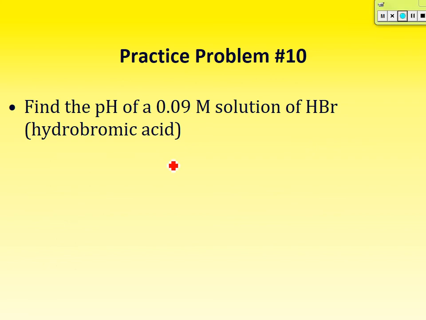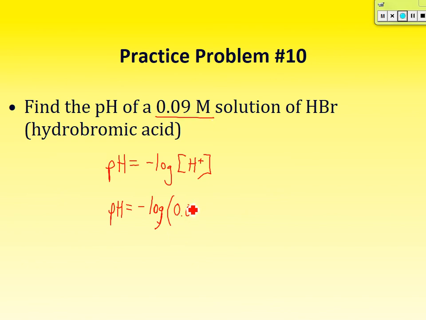Okay, guys, let's see how you did. I would do this. I would write down the equation for pH. And now let's just plug in what we know. We want to find the pH. We're going to take the negative logarithm of this hydrogen ion concentration, and it said it was at 0.09 molar.